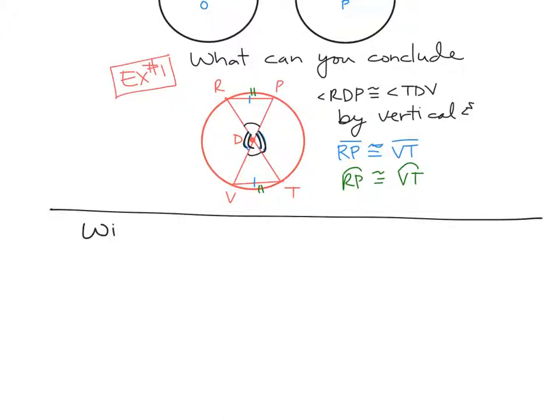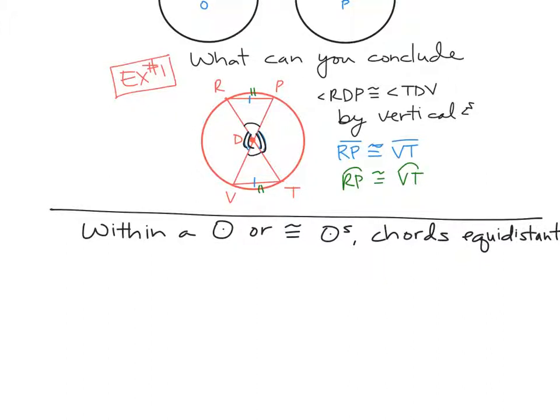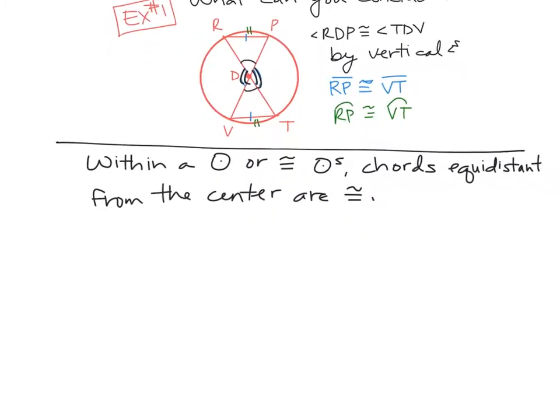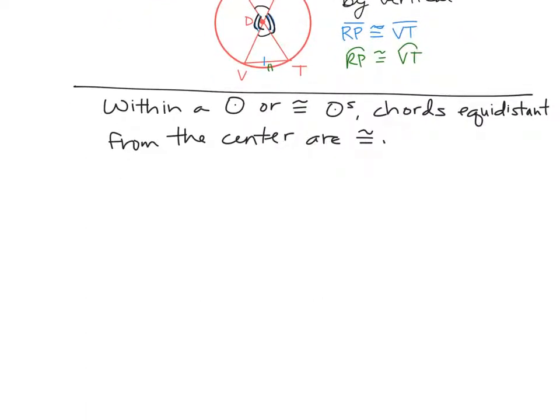The other theorem starts out the same way. Within a circle, not when, within a circle or congruent circles, chords that are equidistant, so the same distance, chords equidistant from the center are congruent. Chords equidistant from the center of the circle are congruent.